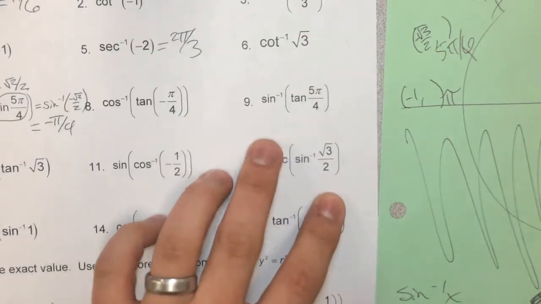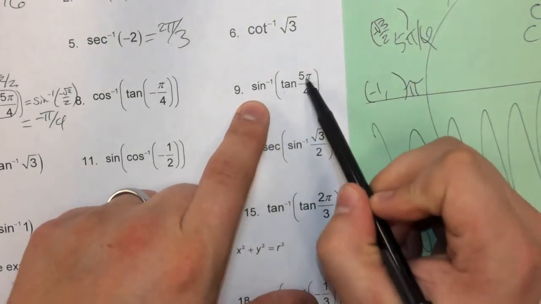Moving right along, we've got number 9. Number 9, we have tangent of 5 pi over 4.